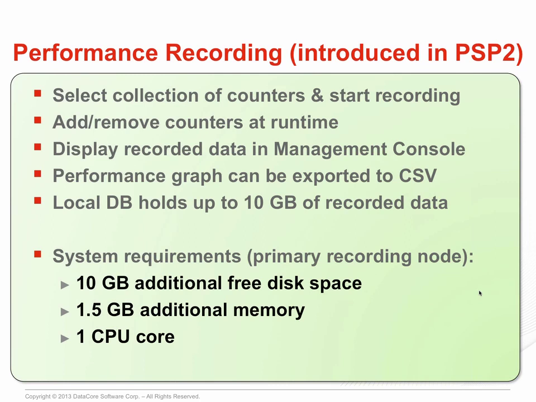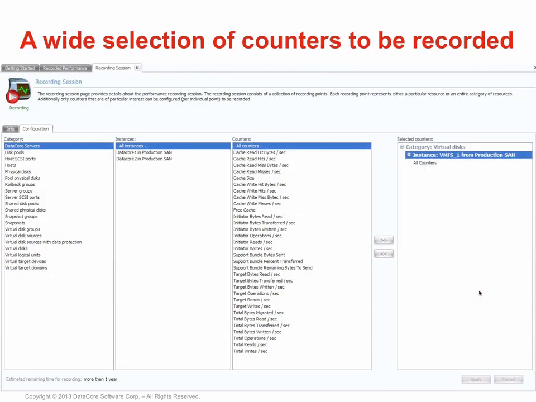So now we've got a new database which is up to 10 gig to hold all the data. To your knowledge, the 10 gig is worth roughly 180 million counters or points. So in order to accommodate those 10 gig, we need obviously 10 gig of additional disk space on the DataCore. We need 1.5 gigabyte additional memory, and we need one CPU core because it's an extra task to monitor. So this is how it works.